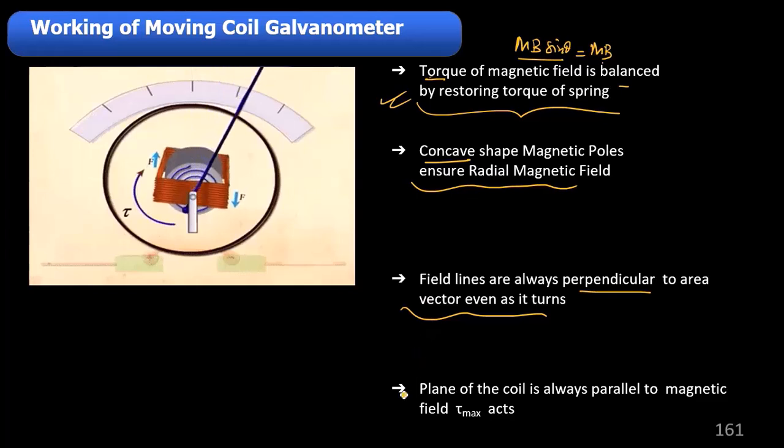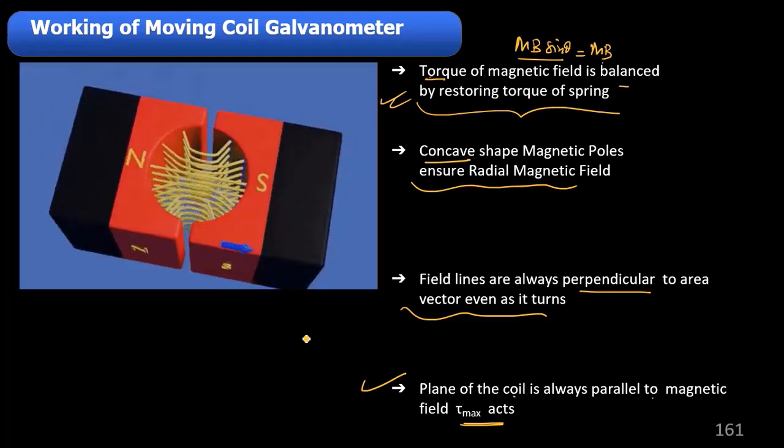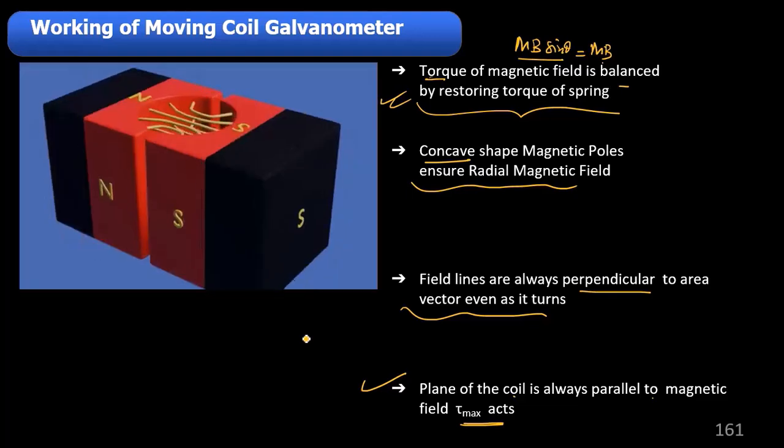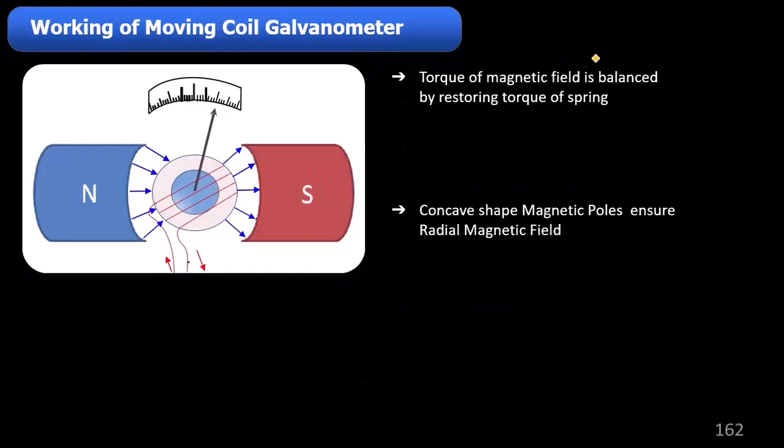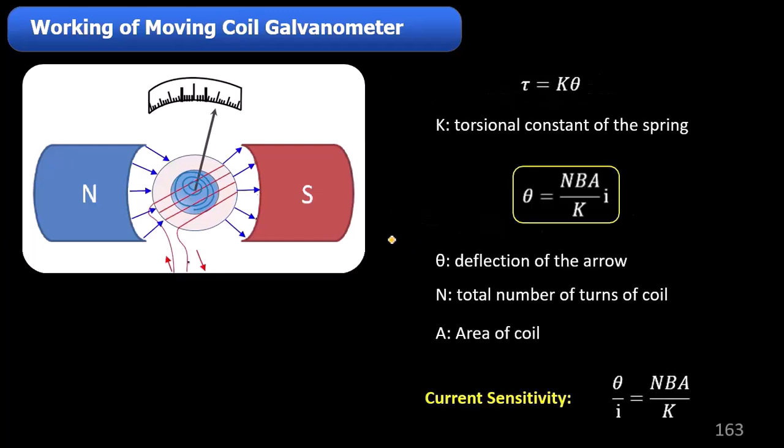হ্যাঁ, সো plane of coil is always parallel to the magnetic field, that is tau max. Tau max হয়ে যাবে কারণ টাউটা হচ্ছে mB sin theta, theta is going to be always 90 degree. So torque is maximum. Torque of magnetic field is balanced by restoring torque. এটা তো বলাই হলো. Because of that, ultimately what I am getting is that theta is equal to NBA by K... tau equals to K theta.